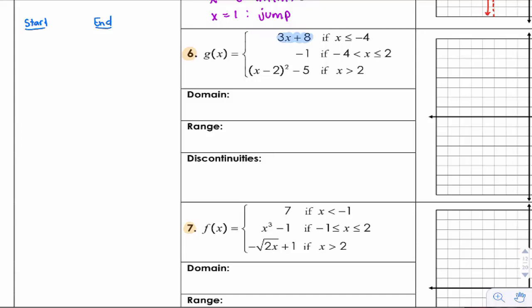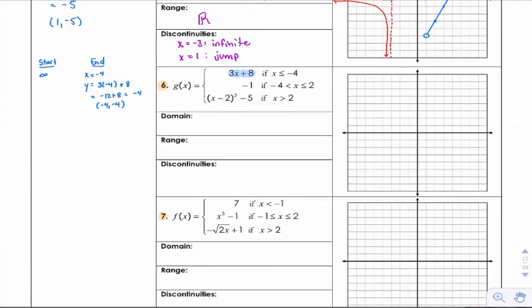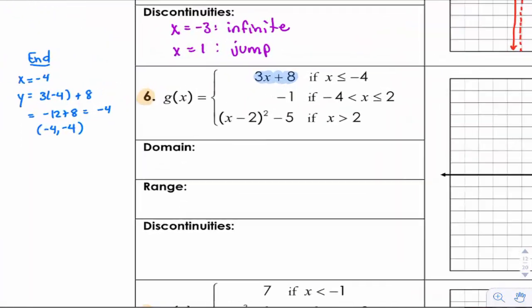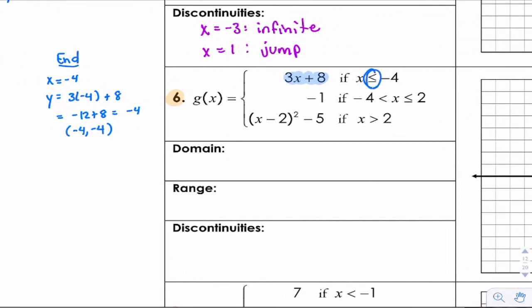So on this one, the starting point is going to be infinity because it goes off to the left, but my end point is x equals 4, or negative 4. So we're going to plug that in and see what we get. So that's going to be 3 times negative 4 plus 8. Negative 12 plus 8 is negative 4. So I have a point negative 4 in my graph. So when I start this one, I'm going to plot the point negative 4, negative 4. Pay attention when you graph it. It's less than or equal to, so it will be a closed point.